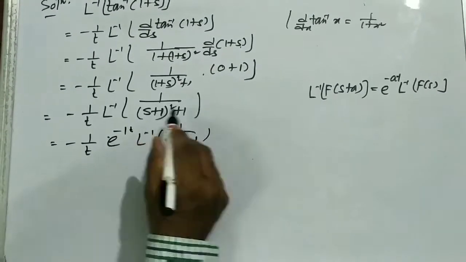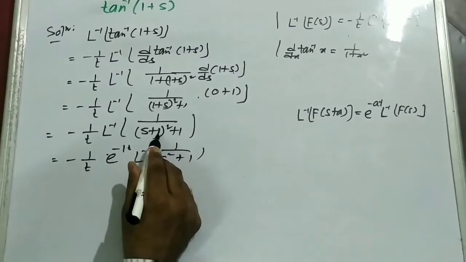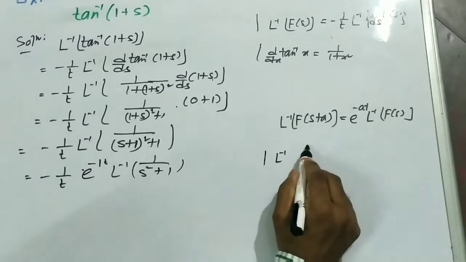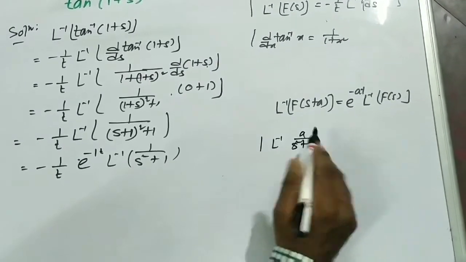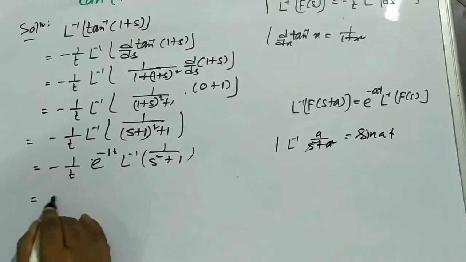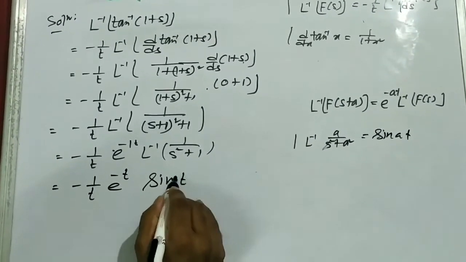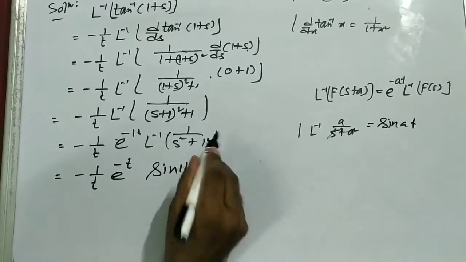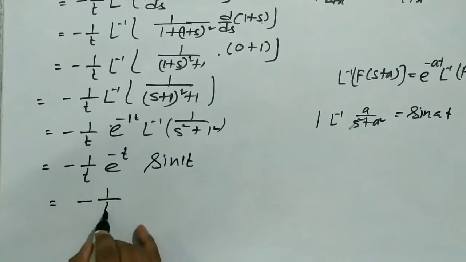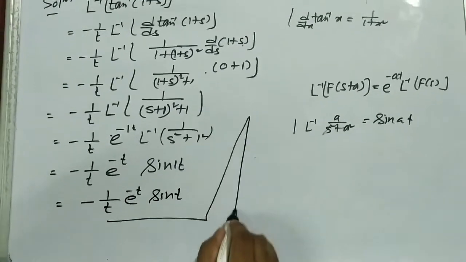Just we remove this. When we remove this a, then a becomes here minus at and we get f of s. Now we remove 1, then 1 becomes here minus 1t and this. So this direct formula, L inverse of a by s square plus a square, then this will be sin at. We know this. So this is minus 1 by t, e to the power minus t, sin 1t. 1 means a. This is 1 square, 1t. Or we can write minus 1 by t, e to the power minus t, sin t. So this is our answer.